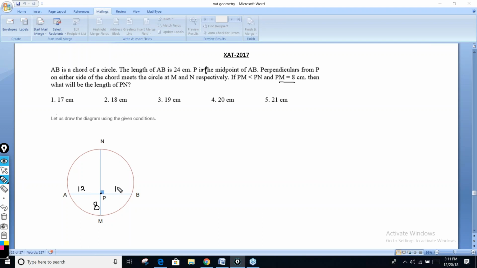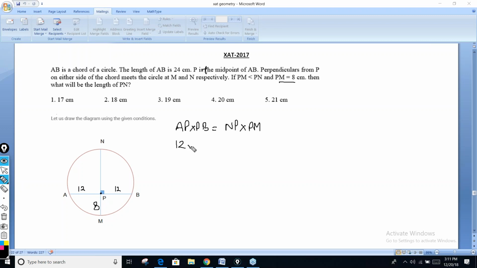So can I say this is 12 and this is 12? We need to find out the length of PN. So again, the single line question: if two chords are intersecting inside the circle, what is the relation? The relation is AP into PB is equivalent to NP into PM.